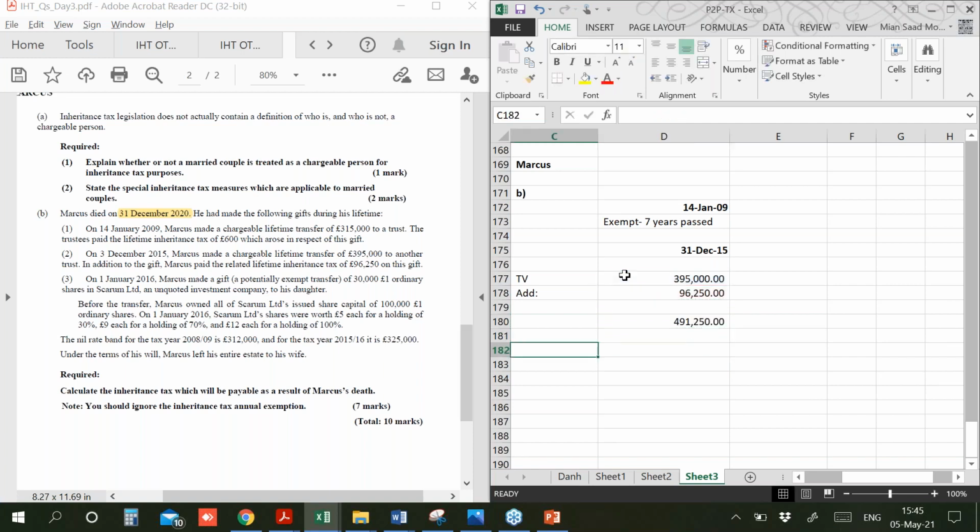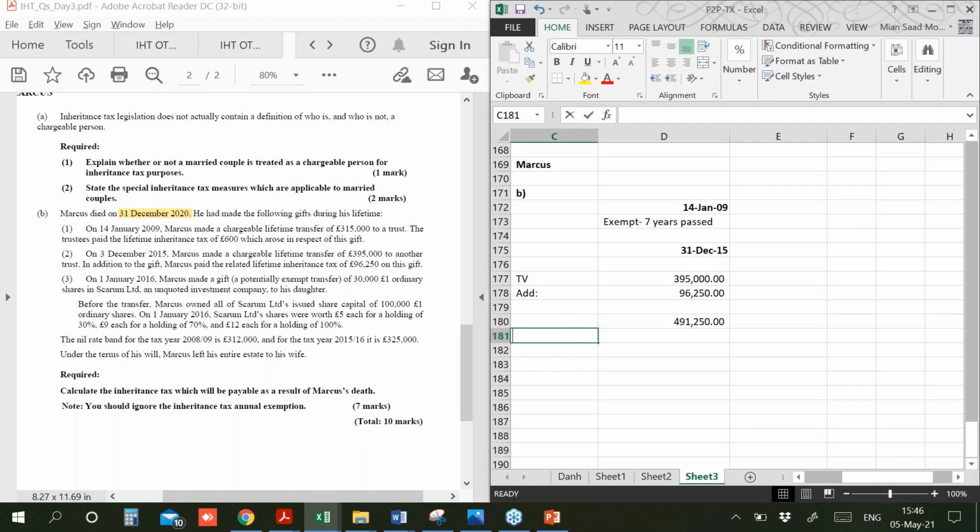491,250. Now I know the nil rate band is available for this transfer, but before this transfer, is there any transfer that would have used the nil rate band? Is there any transfer, guys? Yes, Sally, you're right. The 2009 one. The transfer that was made in 2009 used the nil rate band. Now, the question is, how much had it used? Its value was 315,000. Now, this is a chargeable lifetime transfer value given to us, so I'll not be deducting any annual exemption from that because it is the chargeable value.